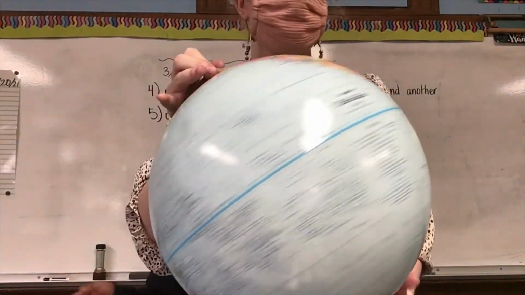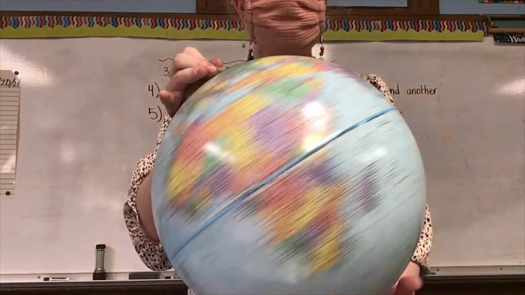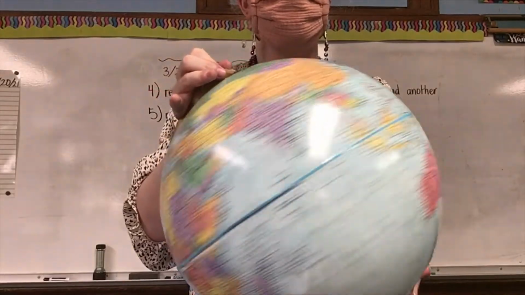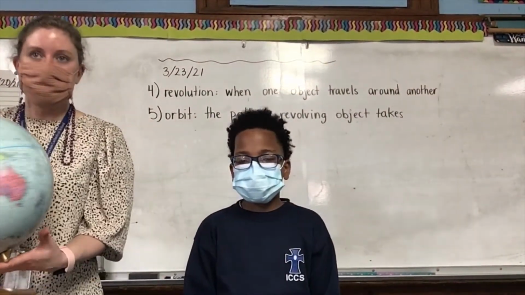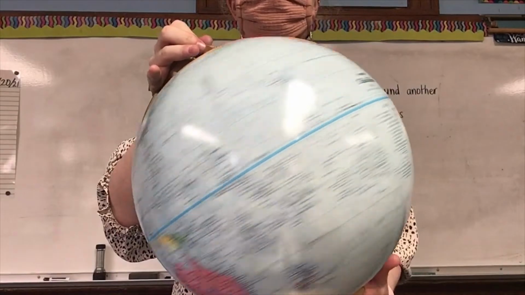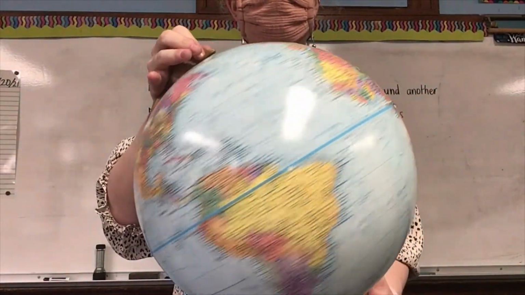Nope, you're staying there because you're the sun. The sun is still here. What season is it in the northern hemisphere? It's winter. Now I'm here. What season is it? Spring. Why is it spring? Because both ends are kind of in the same way.